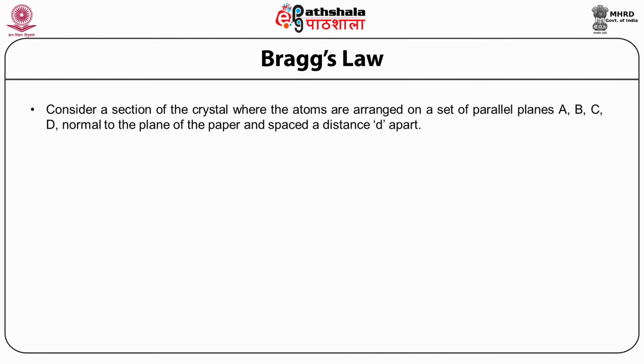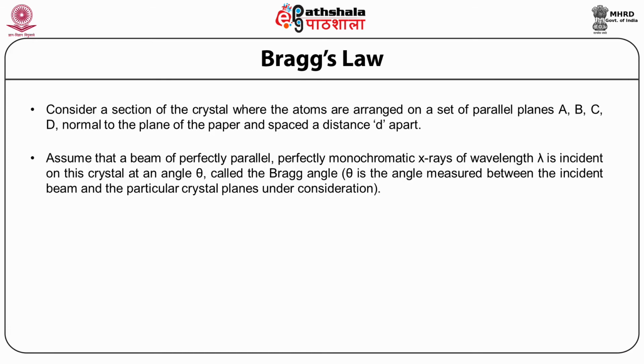Consider a section of the crystal where the atoms are arranged on a set of parallel planes A, B, C, D, normal to the plane of the paper and spaced a distance d apart. Assume that a beam of perfectly parallel, perfectly monochromatic X-rays of wavelength lambda is incident on this crystal at an angle theta, called the Bragg angle. Theta is the angle measured between the incident beam and the particular crystal planes under consideration.